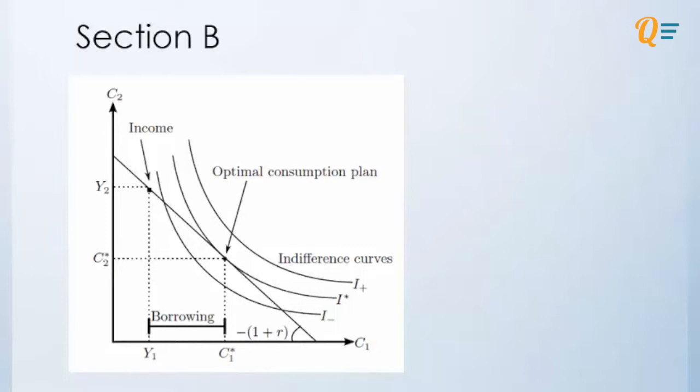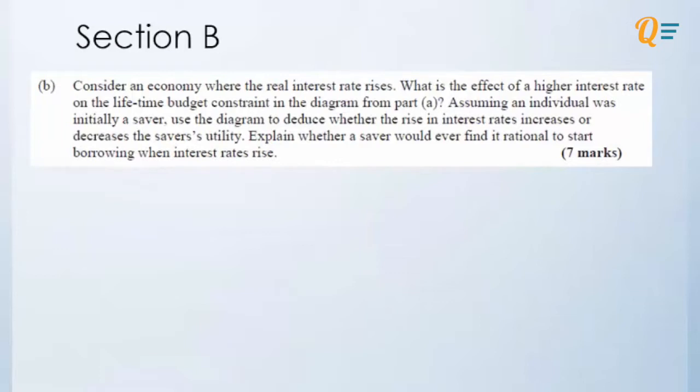So mathematically, how do we get this? Remember the slope of your indifference curve is called the marginal rate of substitution, right? So you just need to equate your marginal rate of substitution to negative (1 + r), which is the relative cost of consuming in each period. This is normally how you solve for the optimum consumption bundle, so how you find C1 and how you find C2. Alright, we're done for this. Let's move on to Part B.